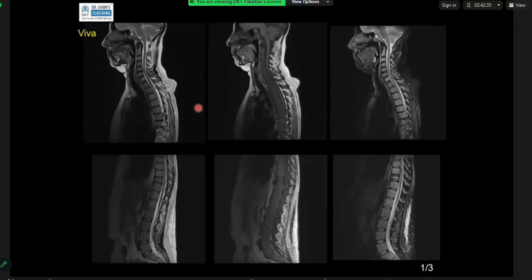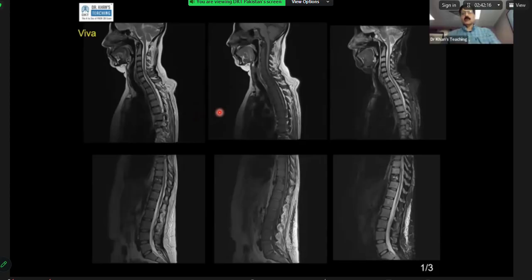There is slight loss of height and dehydration of the intervertebral discs at spaces T11, T12, and T12. Just tell me about the marrow signal. Normal, abnormal, whole of the spine? Normal. Okay.